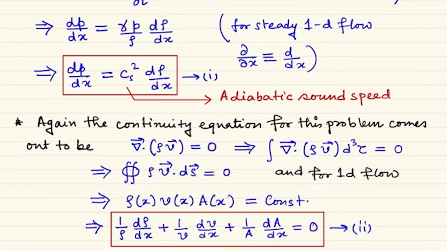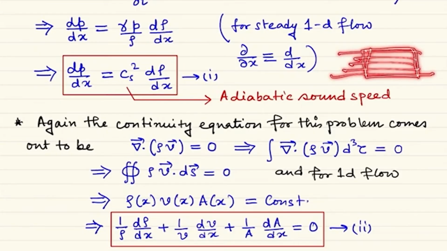Since we have assumed that there is no source or sink of material inside the flow field, we can easily apply this continuity equation, and by Gauss's divergence theorem this can be given by the surface integral of rho v dot ds is equal to 0. Now, we have a pipe and inside the pipe we have a fluid flow. Now we take any imaginary volume element inside the fluid.